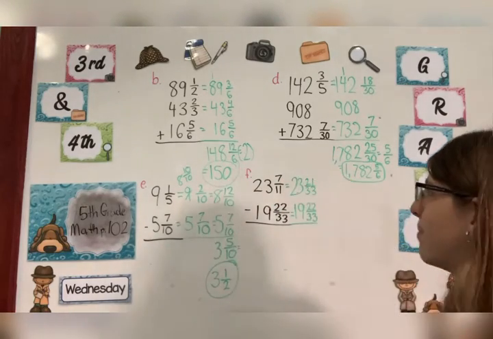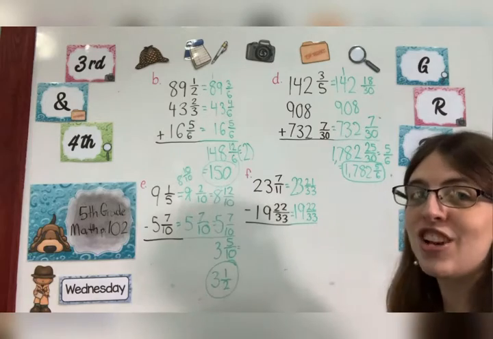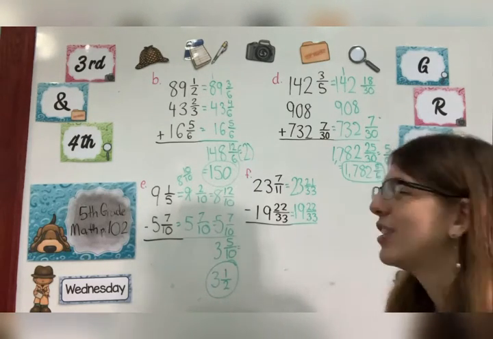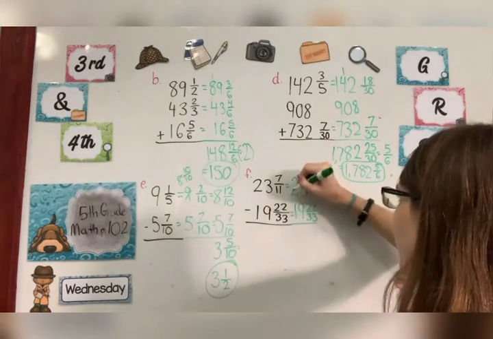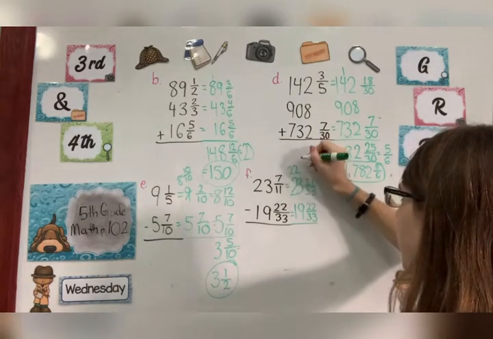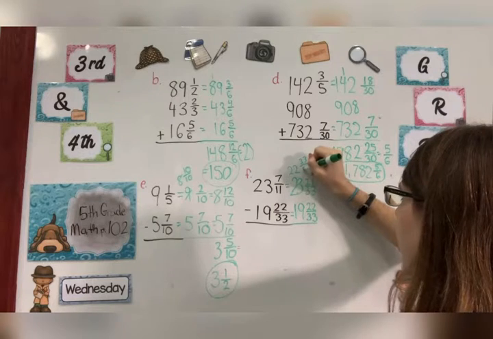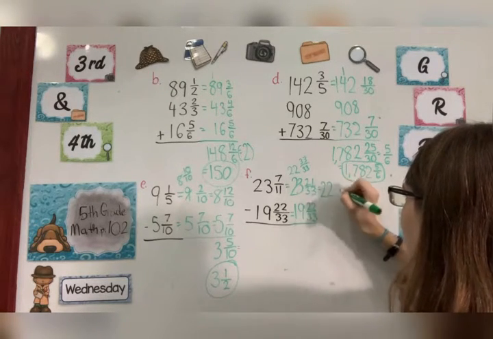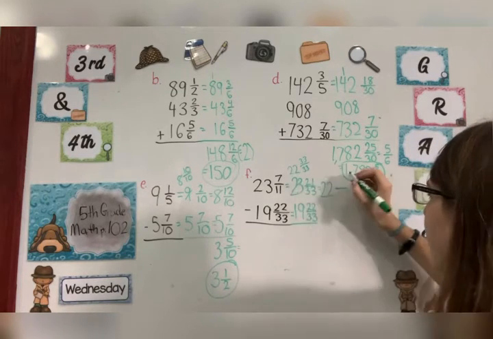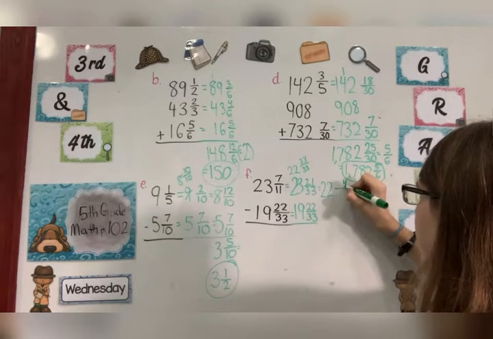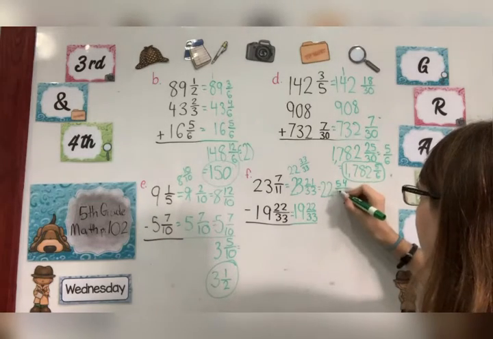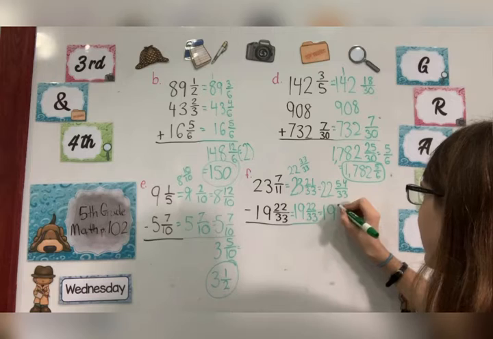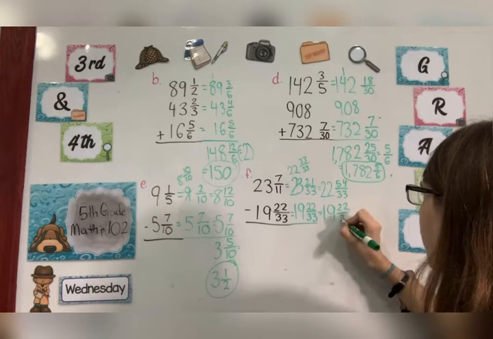21, very good. Now, it's just barely smaller on the top, but it is smaller on the top than the bottom, so I need to borrow. This becomes 22 and 33 over 33. So now I have 22, add my fractions, 3 plus 1 is 4, 3 plus 2 is 5. So I have 54 over 33 minus 19 and 22 over 33.